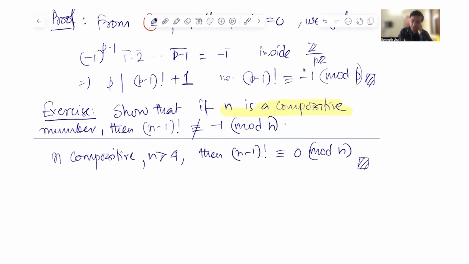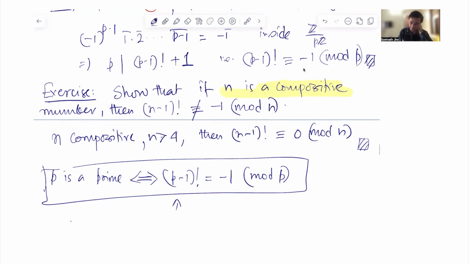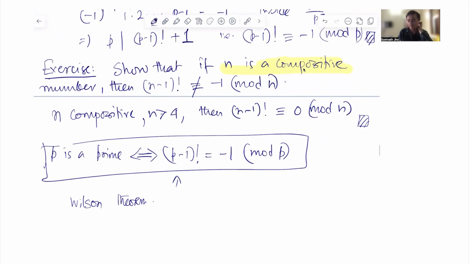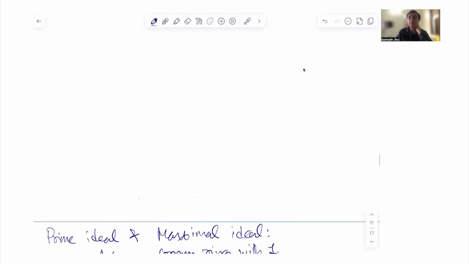So then you can say that p is a prime if and only if p minus 1 factorial is minus 1 mod p. And for 4 also, 4 minus 1 is 3 factorial, and 3 factorial is 6, which is equal to 2 mod 4, which is not minus 1. Sometimes this version is also called Wilson's theorem. So p minus 1 factorial is minus 1 mod p if and only if p is a prime. This is called Wilson's theorem.